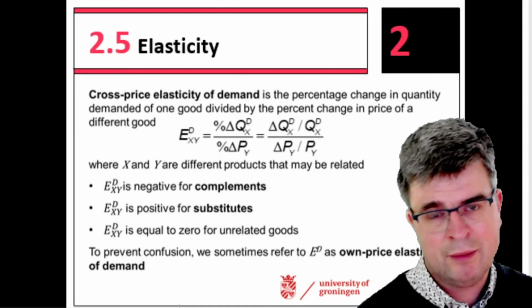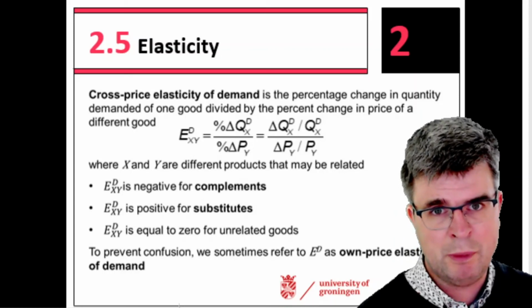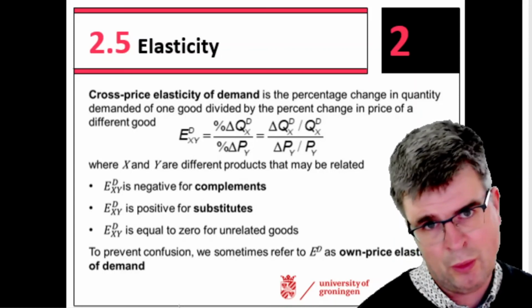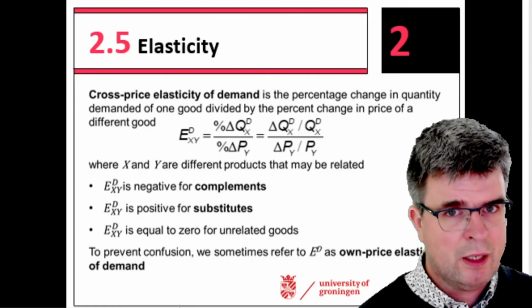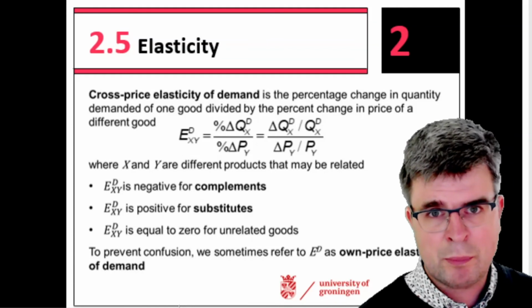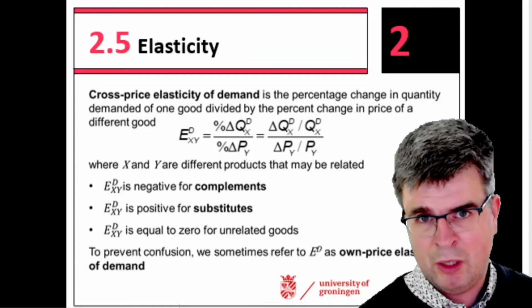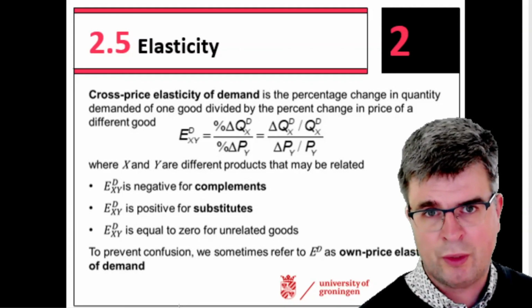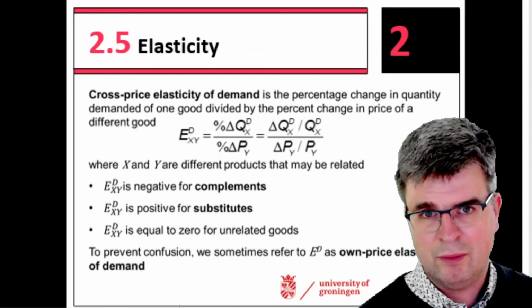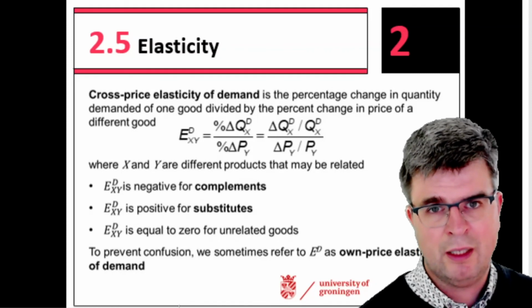They may be complements. You combine them. It's more fun to eat a pizza with cola and more fun to drink cola if you have a pizza. So that may make it likely that if the price of pizzas increases, then not only the demand for pizzas will decrease, but also the demand for Coca-Cola. And for complements, the cross-price elasticity of demand is then negative.